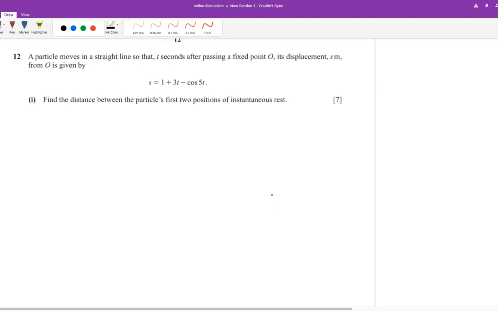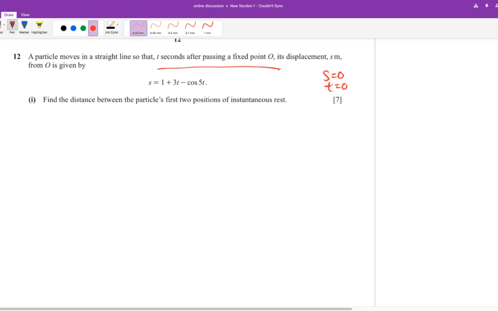A particle moves in a straight line so that t seconds after passing through the fixed point O, its displacement from O is this one. The equation is given. So t is the seconds after passing through O. This is very important information because at O itself, that means when s equals 0, t will equal 0. Okay, this is what this sentence is trying to say.